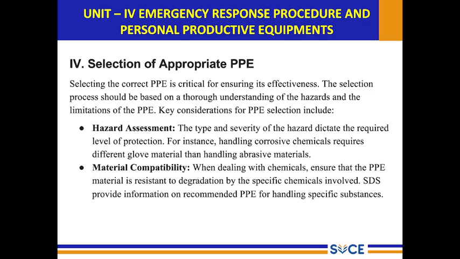Hazard assessment: the type and severity of the hazard dictate the required level of protection. For instance, handling corrosive chemicals requires a different glove material than handling abrasive materials. Material compatibility: when dealing with chemicals, ensure the PPE material is resistant to degradation by the specific chemicals involved. This is the SDS. The SDS provides information on recommended PPE for handling specific substances.